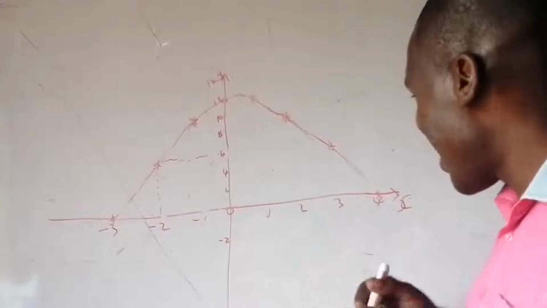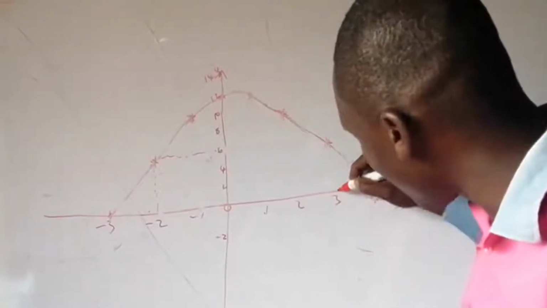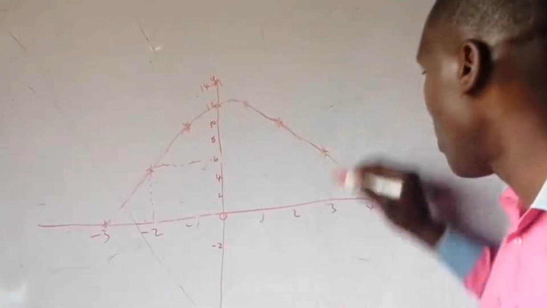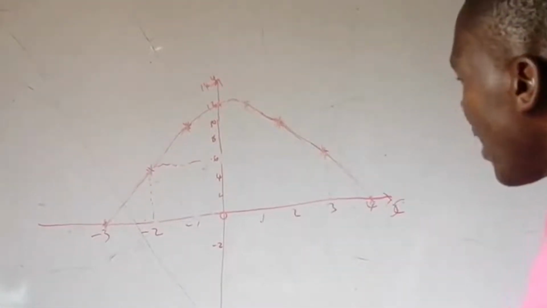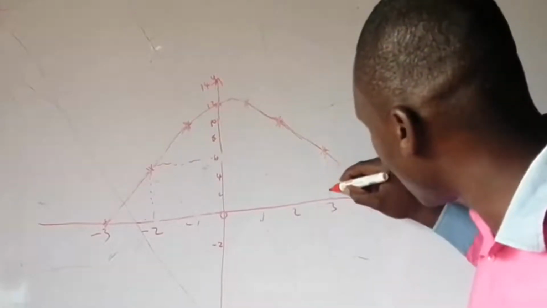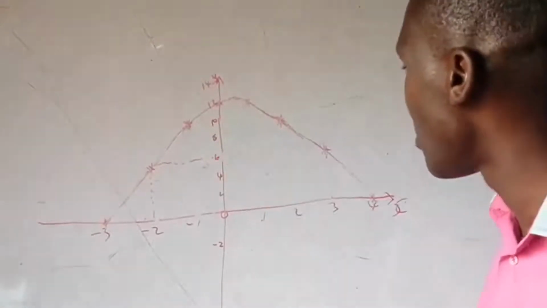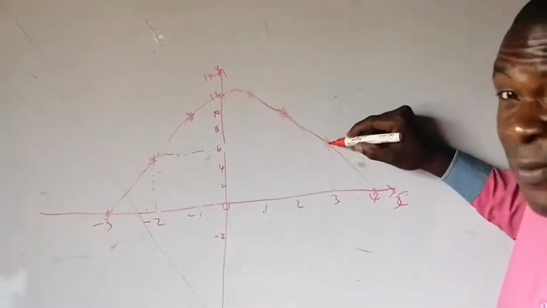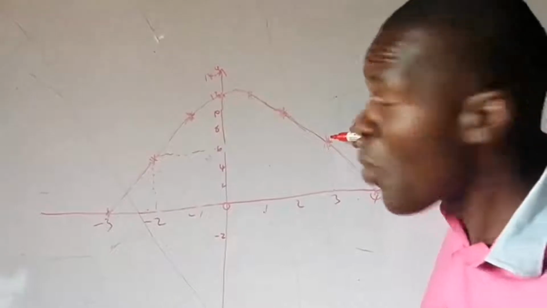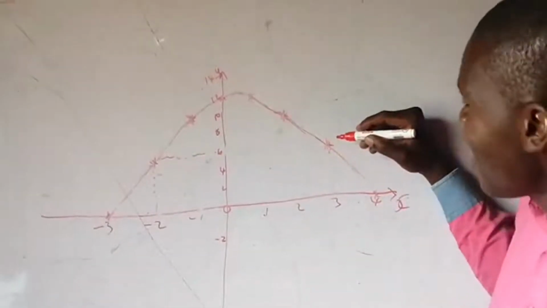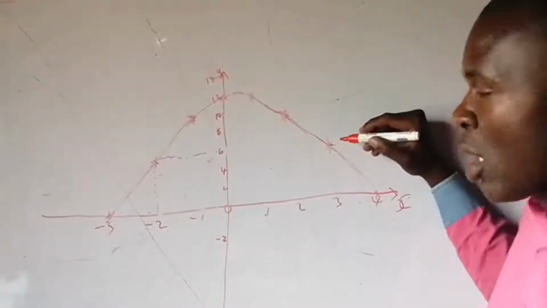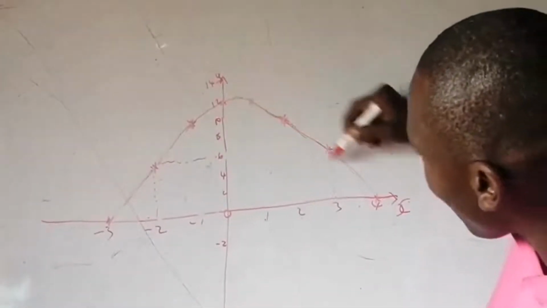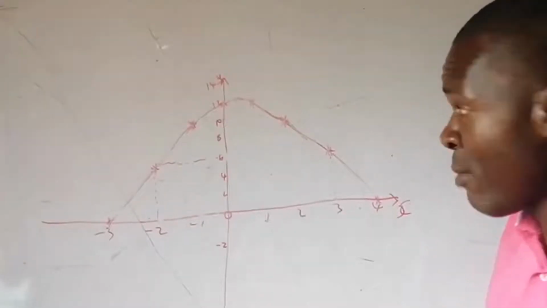So in this case, this is where x is equal to 3. If I draw a broken line up to this point, we can see that the corresponding value here is 6. Okay, so at this point, to find the gradient, we have to draw a tangent. A tangent is a straight line which touches the curve at only one point.